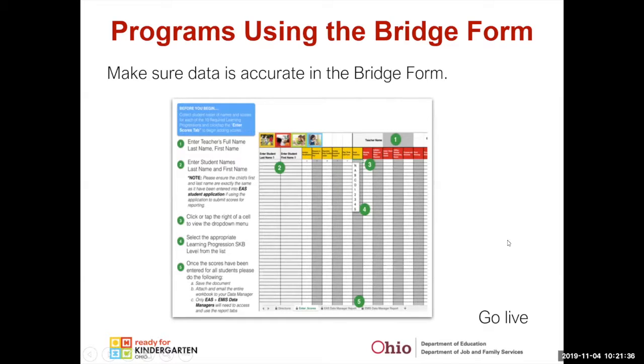The bridge form, as you know, if you're using it, is an Excel file that you can download and save locally. That file is found on our webpage, and the help desk also has it on their webpage. So if you're using that, you would want to make sure that all of your student information is correct and that teachers have entered data for all of the SKBs in the Enter Scores tab so that it will populate into either the EAS or the EMIS Data Manager report. I was going to go live here, but I am going to skip that part right now.